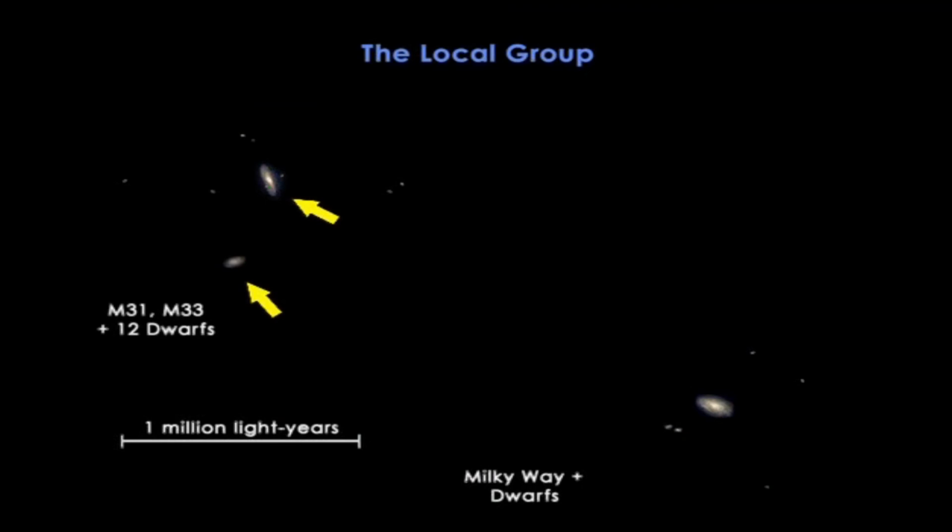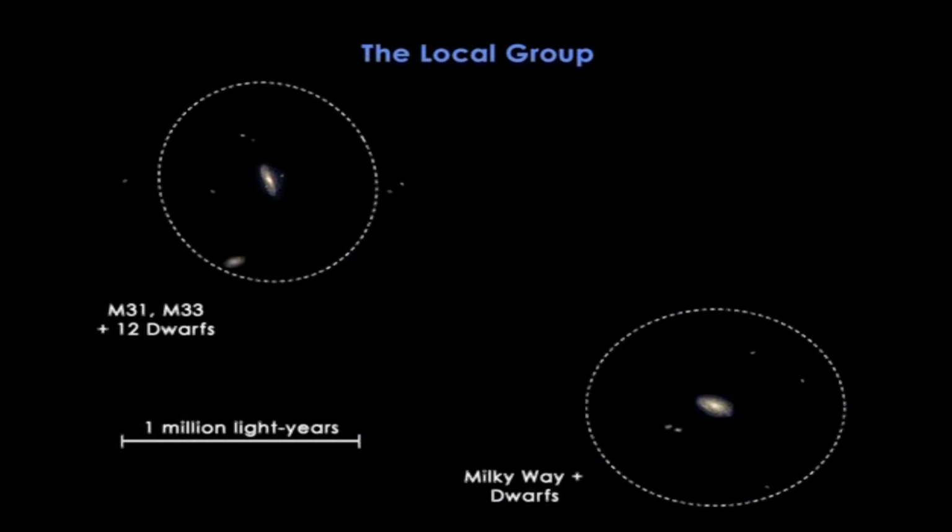Here's our local environment, roughly to scale. Here's 1 million light years. It's pretty empty. Here's the Milky Way, with its neighbours M31 and M33, each with a handful of dwarf companions. And of course, let's not forget, the dark matter halos that would look a lot bigger in comparison.